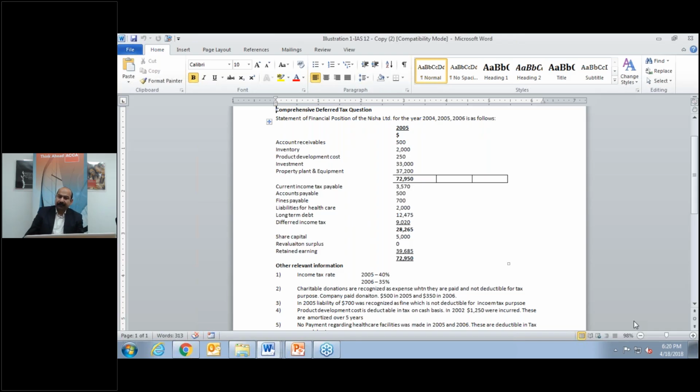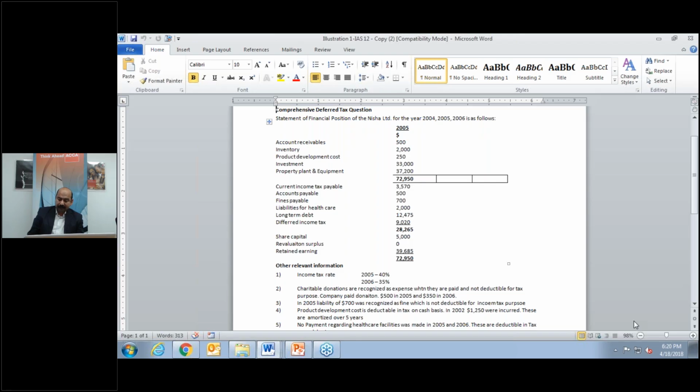Accounts payable, inventory, product development cost, investment, property, plant and equipment, and then current income tax payable, accounts payable, fines payable, liabilities for healthcare, long-term debt, deferred tax income, share capital, revaluation surplus, retained earnings.